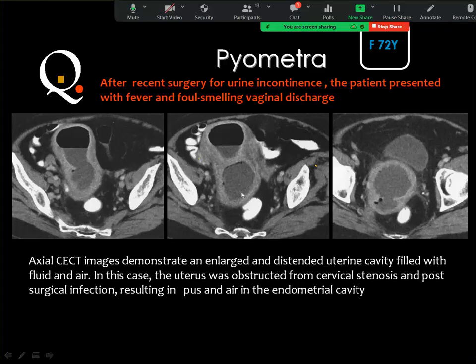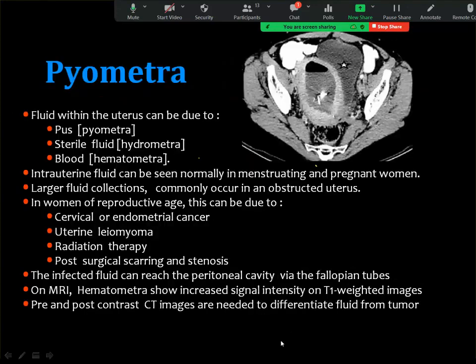It contains pus and also some air fluid level with thick enhancing margin and some stranding of the surrounding fat. And if you can identify some fluids inside the uterine cavity, the etiology is like this. In cases of pus, it is known as pyometra. If it is a sterile fluid, then you call it hydrometra. If it is blood, then you call it hematometra.